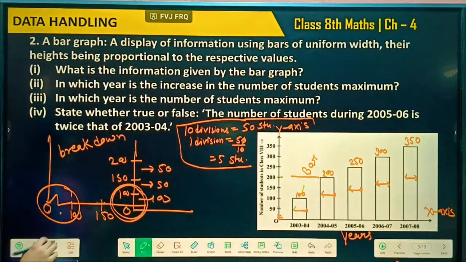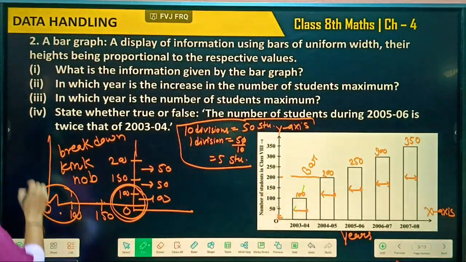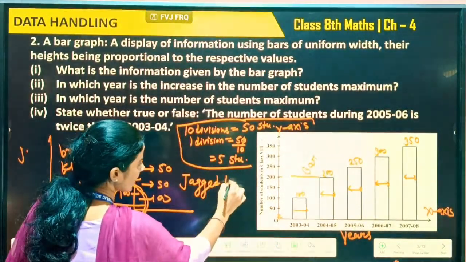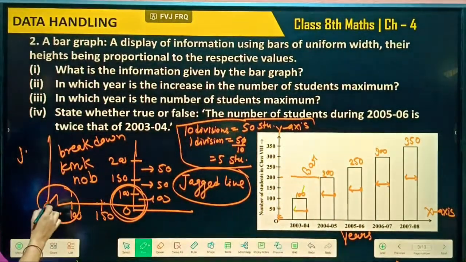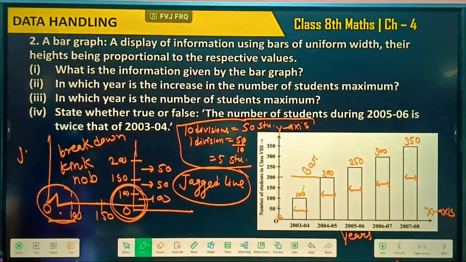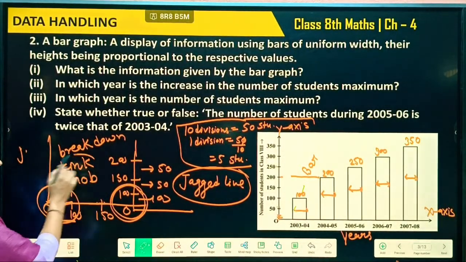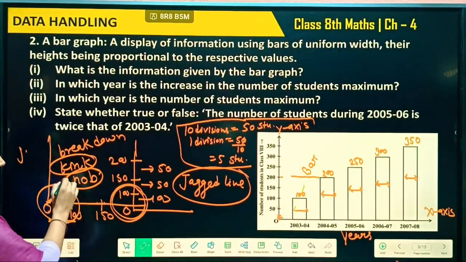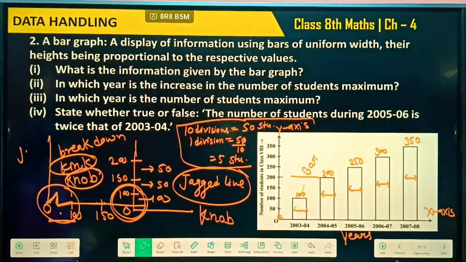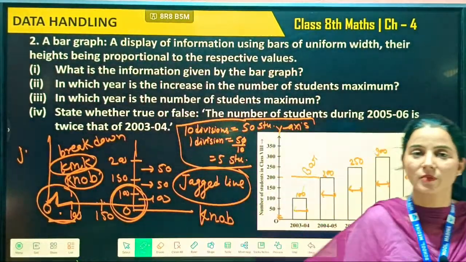This breakdown is called kink or knob or jagged line. This breakdown is showing that all intervals are present between 0 to 100, 0 to 50, 50 to 100, 100 to 150. And what is the name of this breakdown? It is called kink. We can call it knob, K-N-O-B, or jagged line. This was information about bar graph.